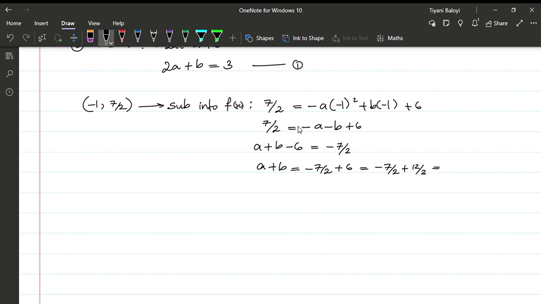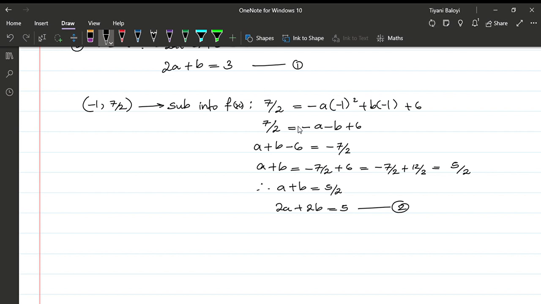So you have what? 12 minus 7, that is 5, right? Because 6 and 6 is 12. So if you take the 1 from the 6, give it to the other 6, that's 7 plus 5. So you have 5 over 2. Therefore a plus b is equal to 5 over 2. We can simplify this by multiplying the whole thing by 2. So we're going to have 2a plus 2b is equal to 5, because 5 over 2 multiplied by 2 will just give you 5, right?